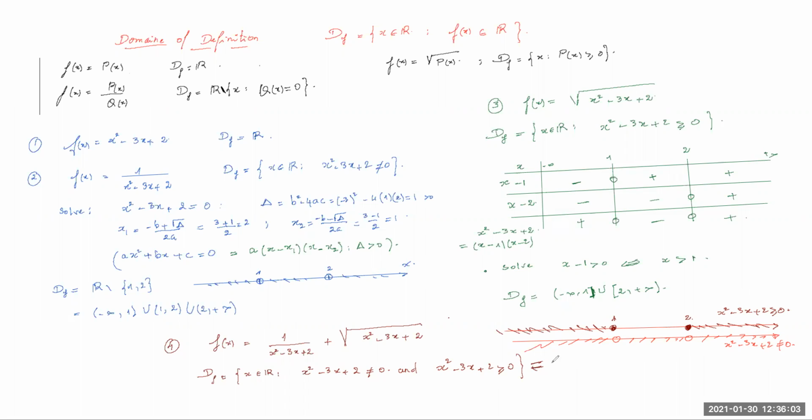So if I look at the common points, I will have minus infinity up to 1, with 1 excluded because I want both of them. So I need to exclude it. Here I will need to exclude 2 and take the other positive values above 2. So this is how we do it.